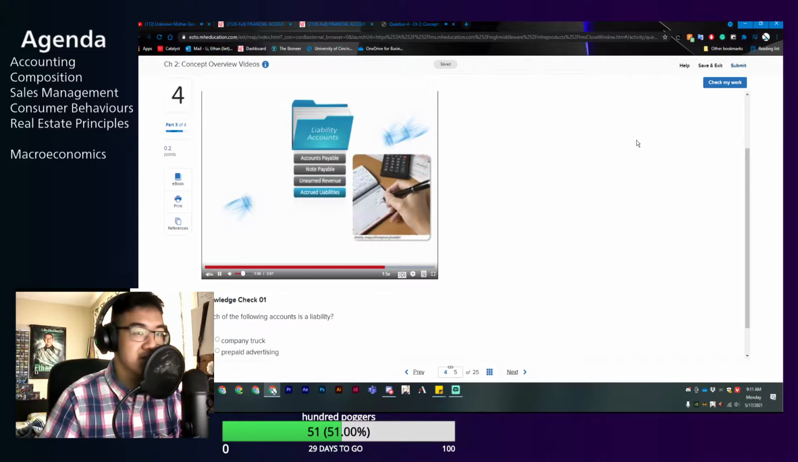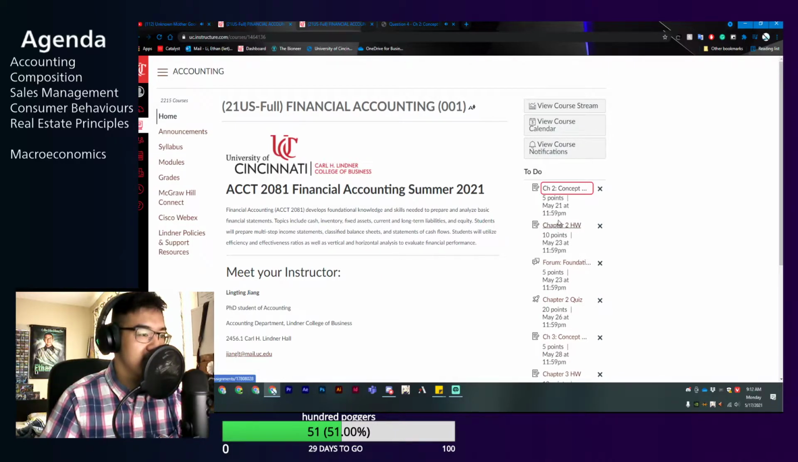Accrued liabilities are amounts owed that are not yet paid. Examples are wages payable, taxes payable, and interest payable. These are often recorded in separate liability accounts.